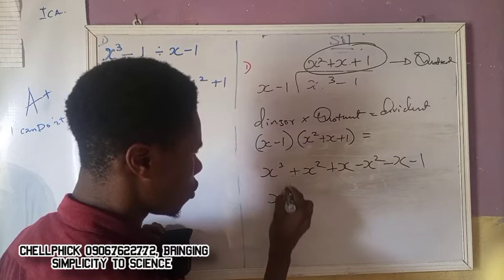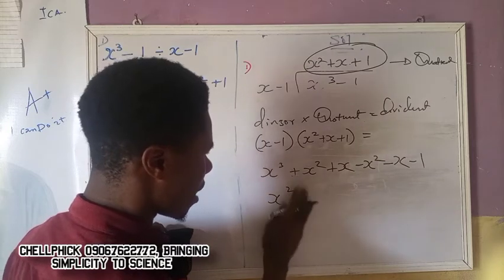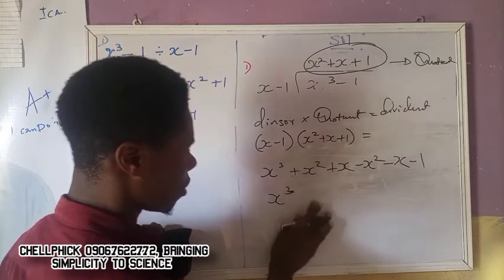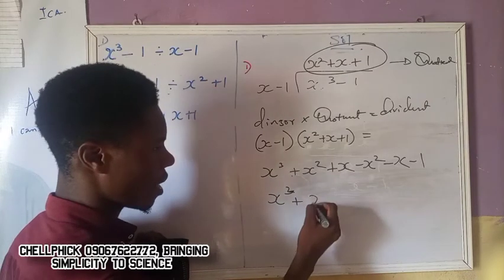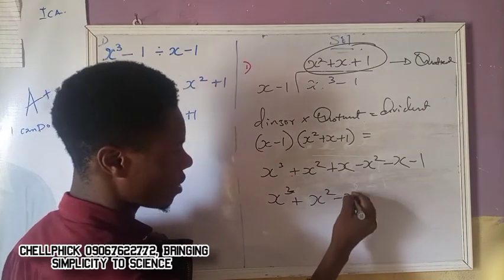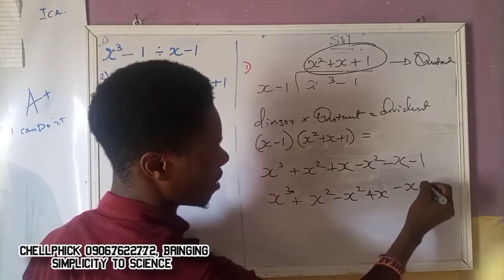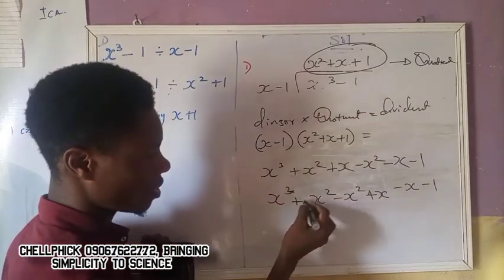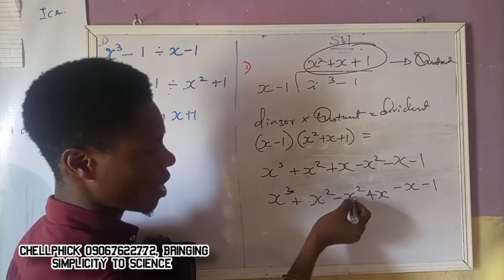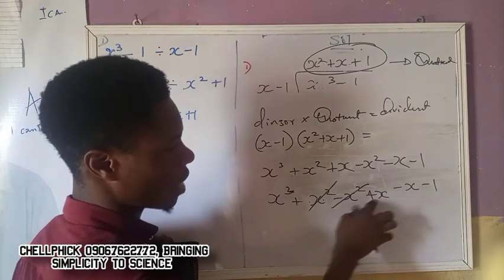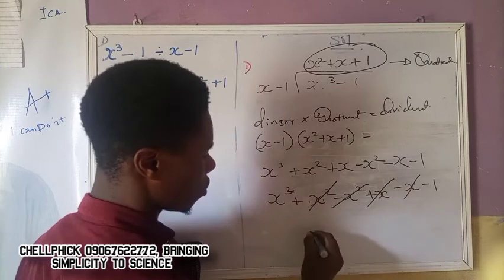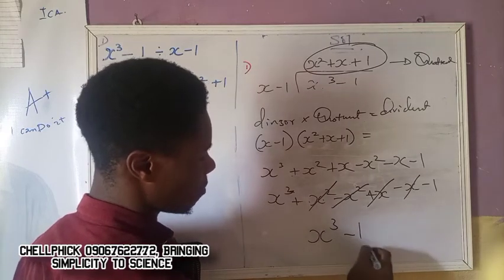So we have x cubed, followed by plus x squared, followed by minus x squared, followed by plus x, followed by minus x, followed by minus 1. Look at this: plus x squared and minus x squared will cancel themselves. Plus x minus x will cancel themselves. So we are left with x raised to power 3 minus 1.